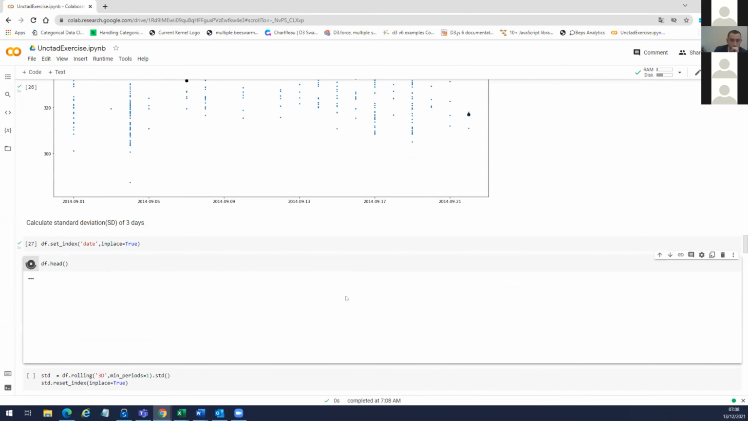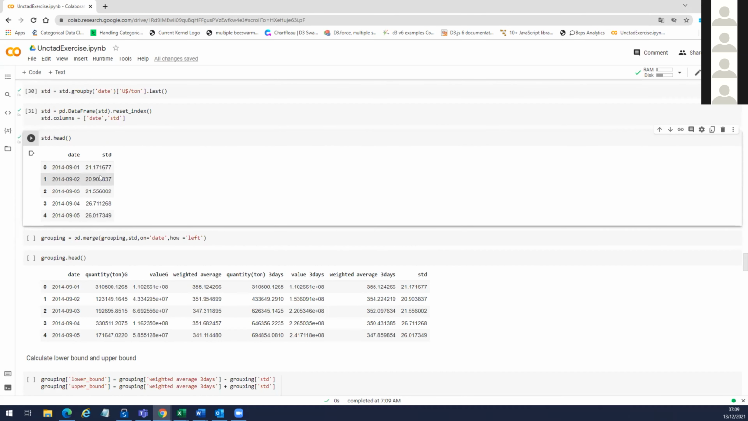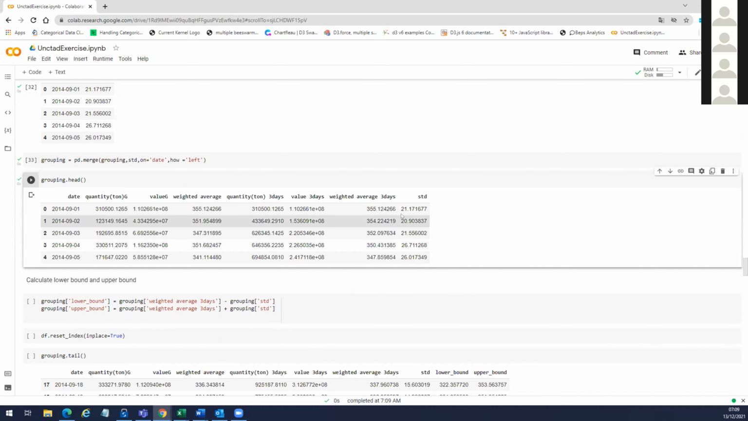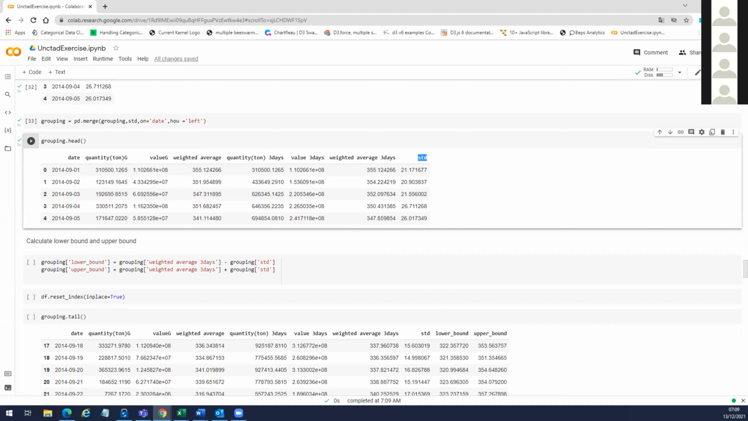This next cell calculates the standard deviation of 3 days and presents it here. Each day has a standard deviation of the prices. This standard deviation we'll use to calculate our price filter range. I will merge our grouping data frame with this standard deviation data frame and include standard deviation in our grouping. Then we have the weighted average 3 days here and the standard deviation here. This is necessary to calculate the lower bound and upper bound of the price filter method. And now we're ready to calculate.